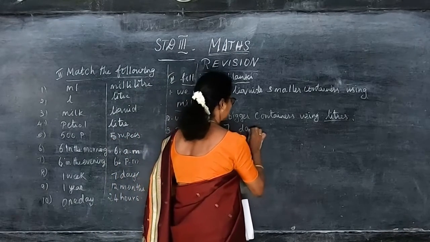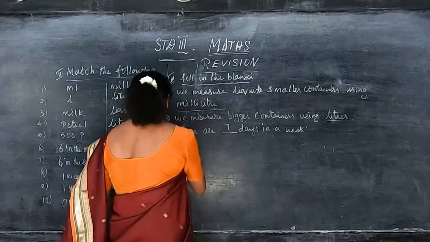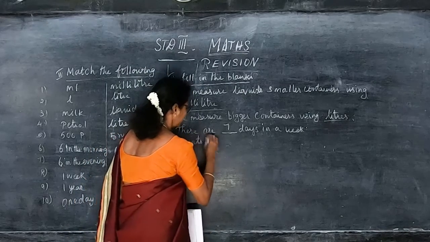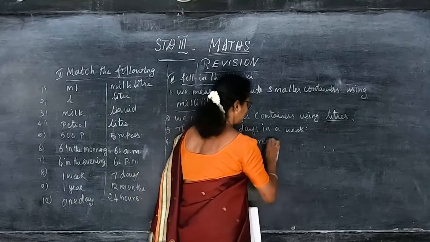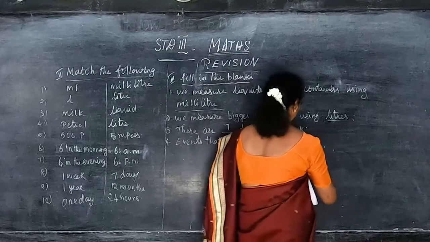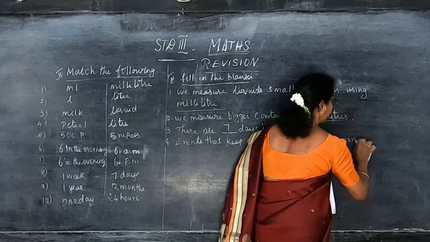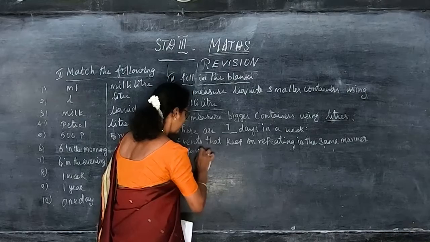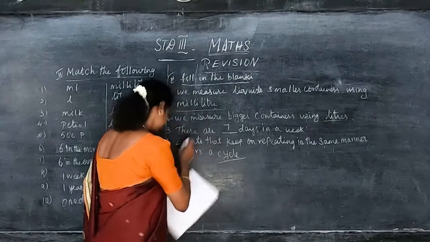There are dash days in a week, 7 days. Then fourth one, events that keep on repeating in the same manner refers to dash. So that refers to a cycle. The same event coming again and again, that is the cycle.